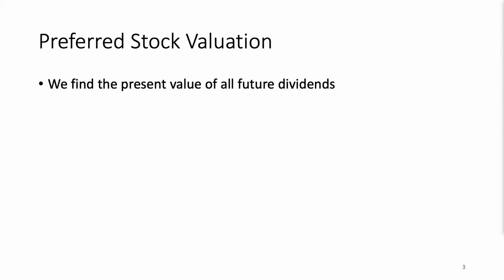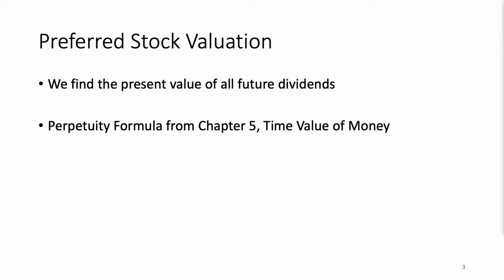And if I want to value a company, we'll see later in the chapter, we find the present value of all the cash flow it's expected to generate for bond and stockholders. But here we're on a preferred stock, and we're going to try to find the present value of all future dividends. We're going to use the perpetuity formula from Chapter 5, Time Value of Money. A big reason that was in there is that we're going to use it now.